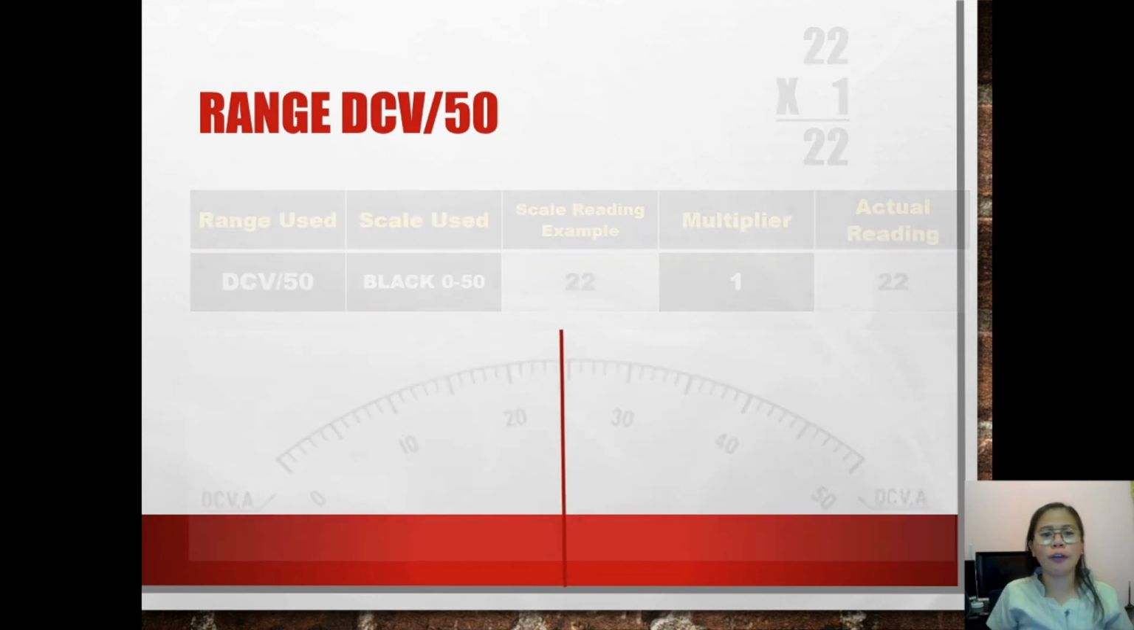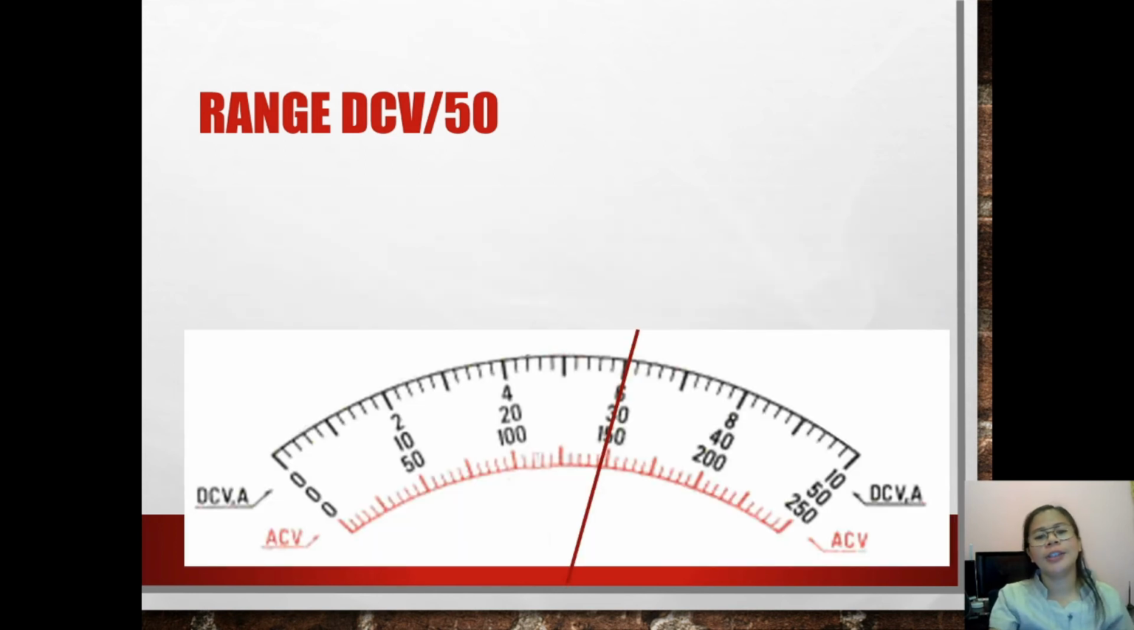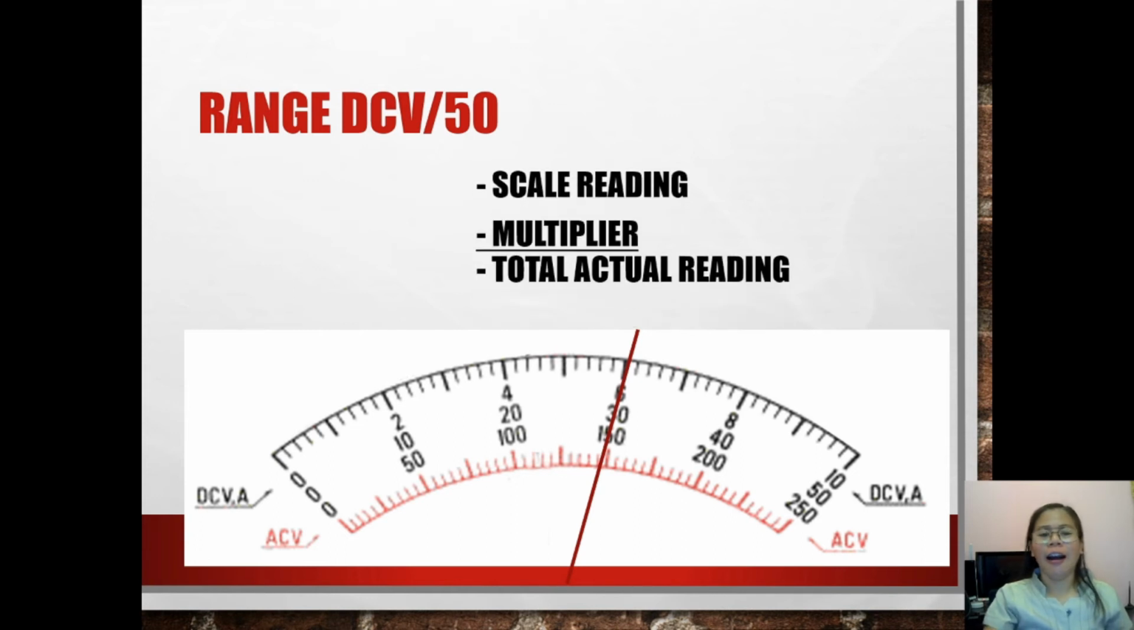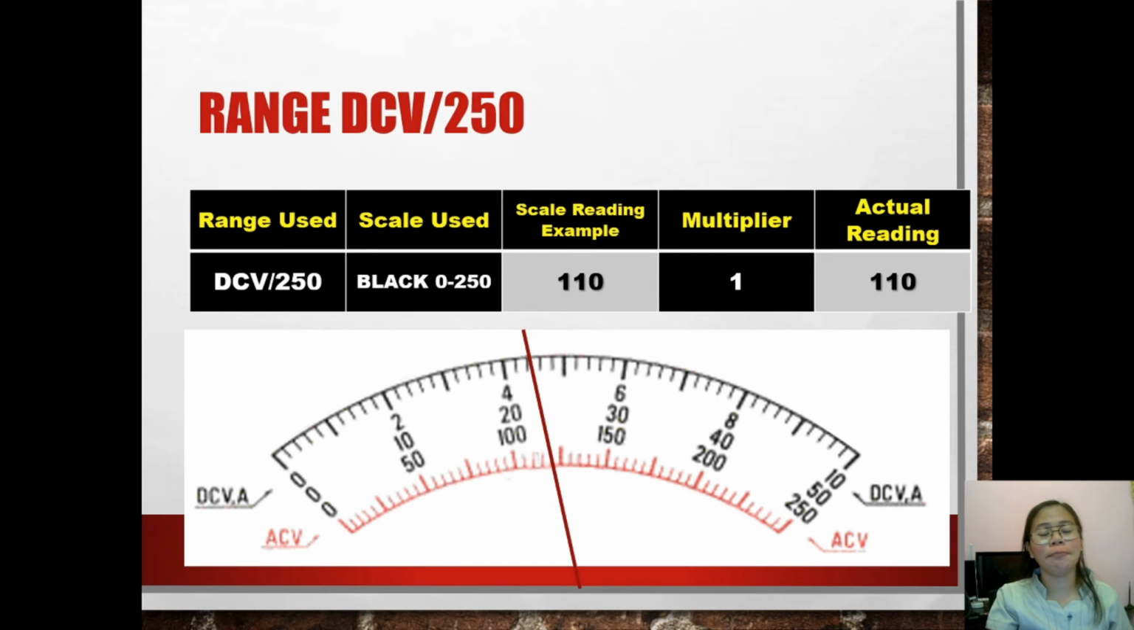Okay, another example for the range of 50. So we have here range of 50. What do you think is the scale you are going to use? Okay, so we are going to use the scale 0 to 50. What do you think is the scale reading? The pointer fluctuates on the 30. So we have the scale reading of 30 and the multiplier for the range of 50 is 1. So the total actual reading is 30. Very good. That is the range for 50.